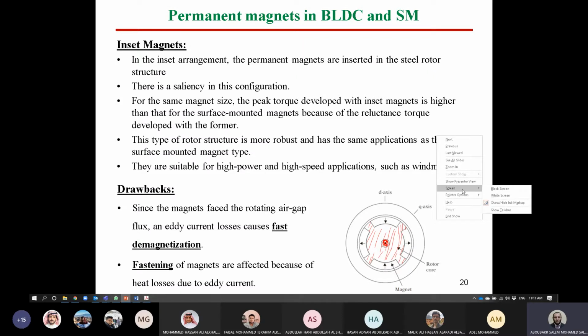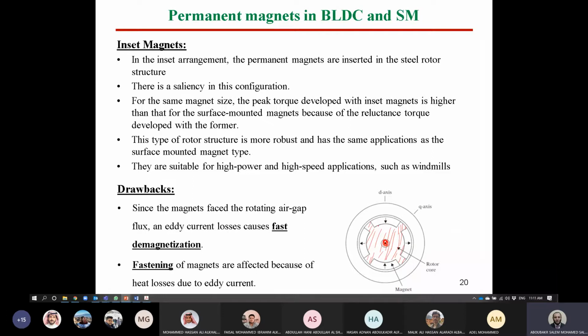As you can see here, guys, the magnet is inserted between the wedges of the rotor parts. So you expect here to have different reluctances. So we have here LD and LQ. Okay? So this is better here, guys.